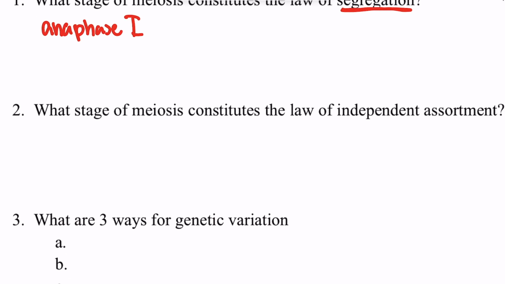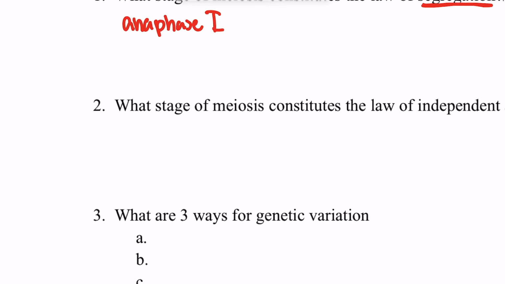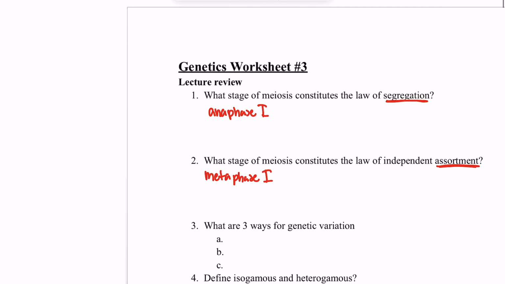Now, number 2. What stage of meiosis constitutes the law of independent assortment? So keyword here is assortment. We assort our chromosomes at the metaphase plate. So this is going to be metaphase 1. Right, this is highly testable. I would know this. I would put a star next to this.